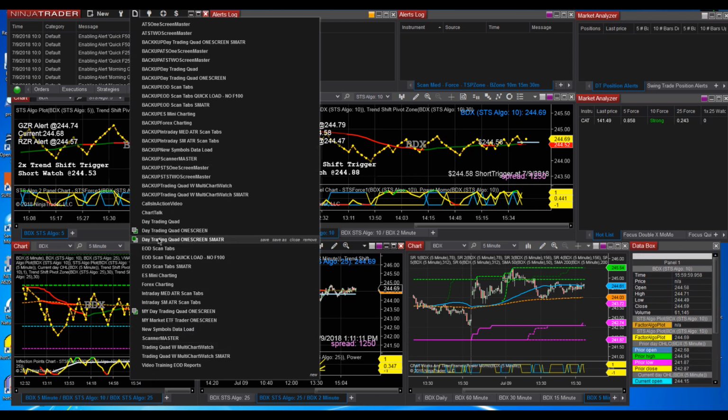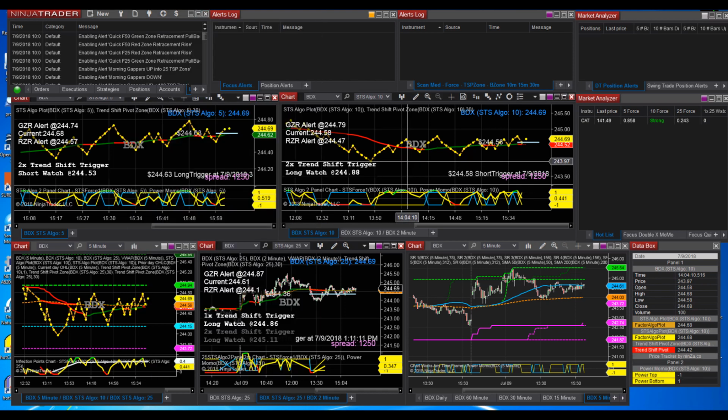Right now I'm in the day trading quad 1 screen SMATR, and I also have open the one without the SMATR. I'm going to show you the difference in these. If you like to trade lower price stocks, they're going to be lower ATRs. On the bigger price stocks, the 50 and the 100 are probably swing trades. Some of them actually, the 50 can be a day trade. Something like Tesla, or maybe even Nvidia sometimes.